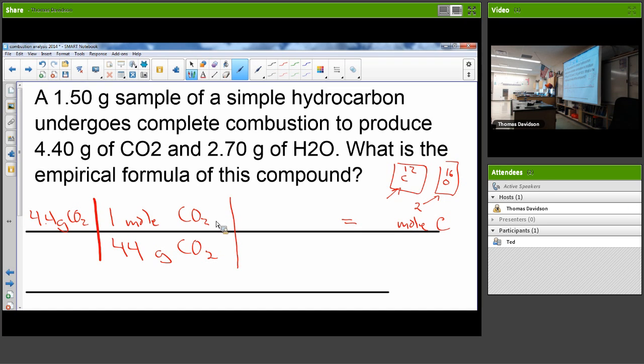All right, now, my answer is moles of C. Does this say moles of C? No, so I need to put mole CO2 on the bottom. Then on top, I'm going to put moles of C. Now, we're just looking at the formula for CO2. How many C's are in CO2? 1. So for every 1 CO2, I have 1 mole of C.